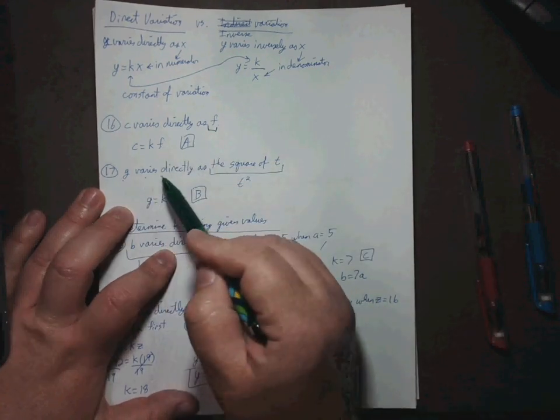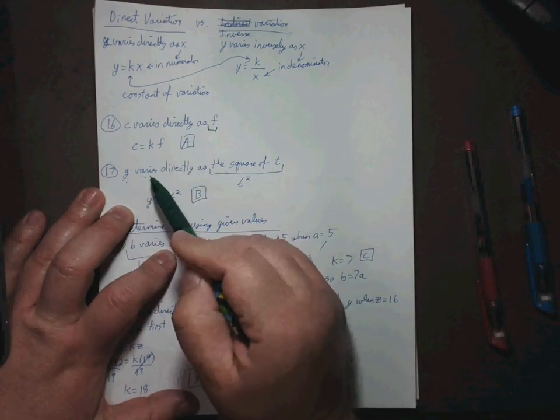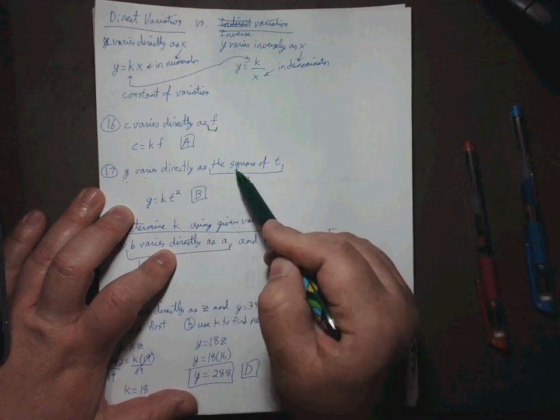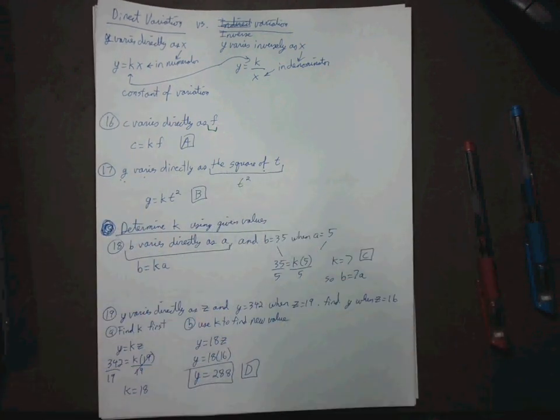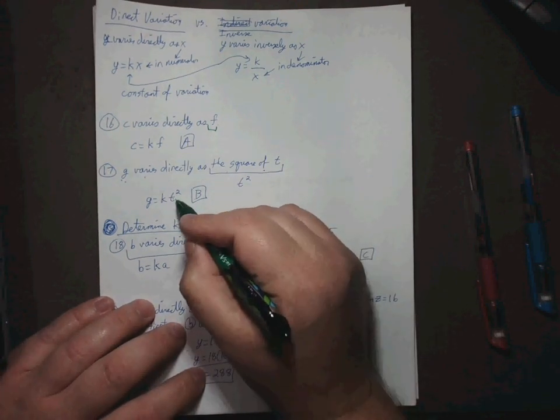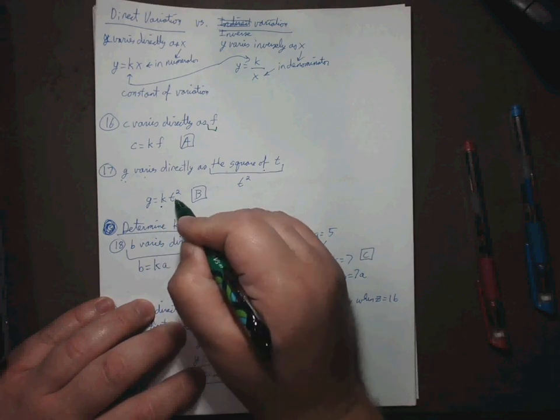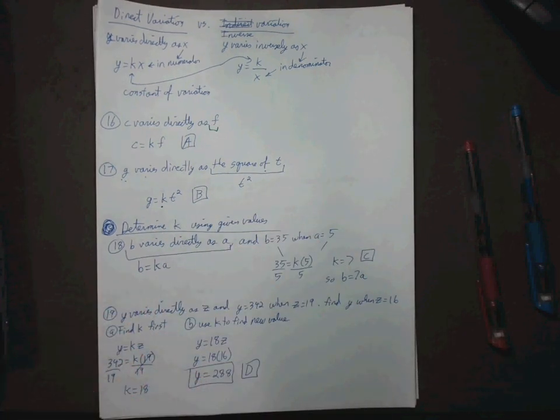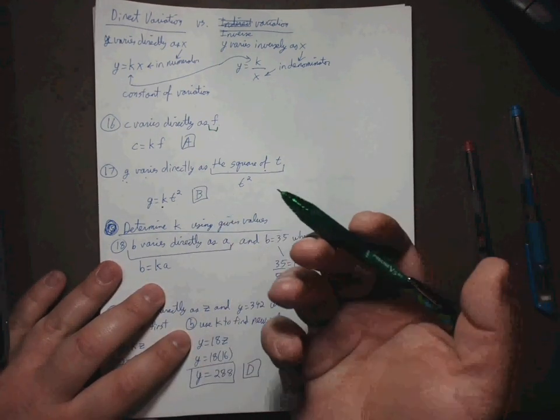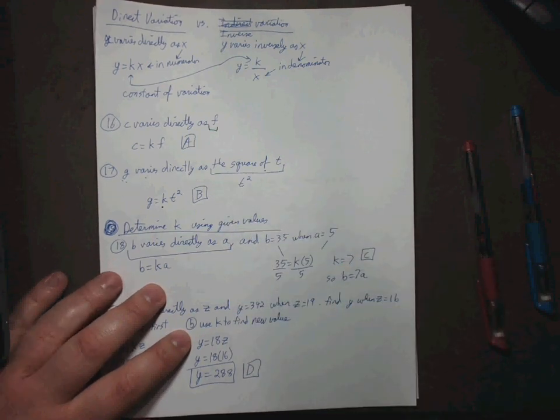So, for instance here, g varies, number 17, g varies directly as the square of t. So not just t, but the square of t. So that means that, g equals k, the constant of variation, times t squared. Okay? It's not just t, it's the square of t. Whatever's after that as right there, that gets put with it. Okay? Gotta watch how you read these things. So if you just put t, you would have been wrong. But anyways, the answer for this one is B.